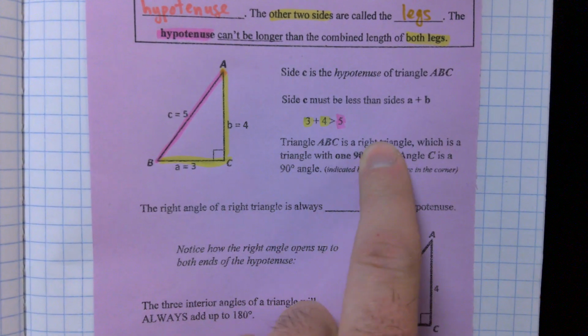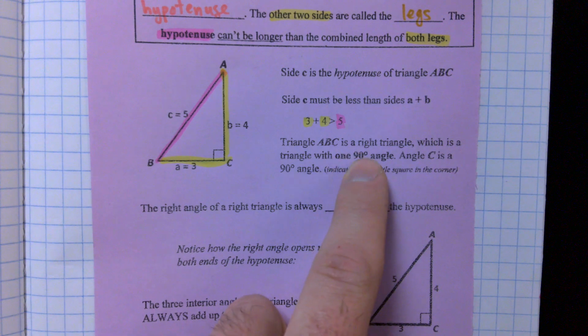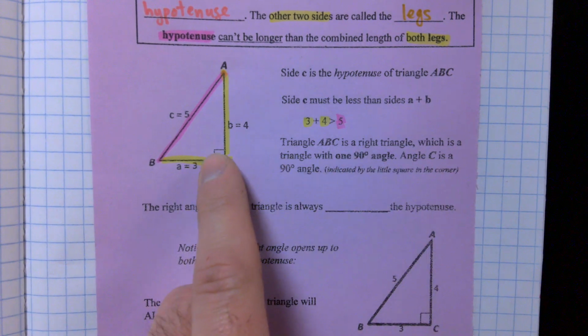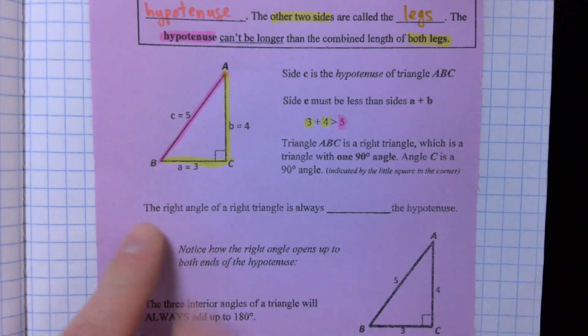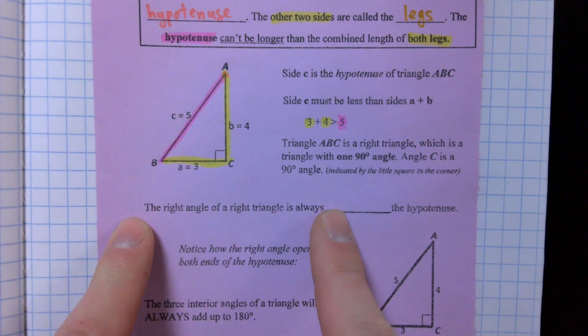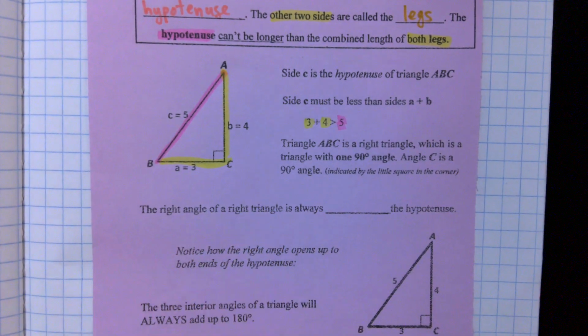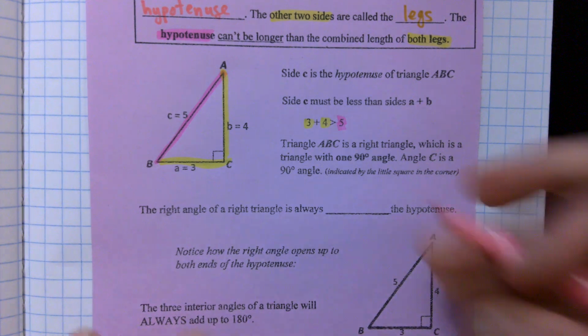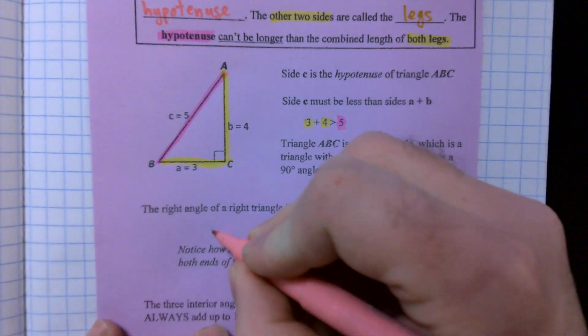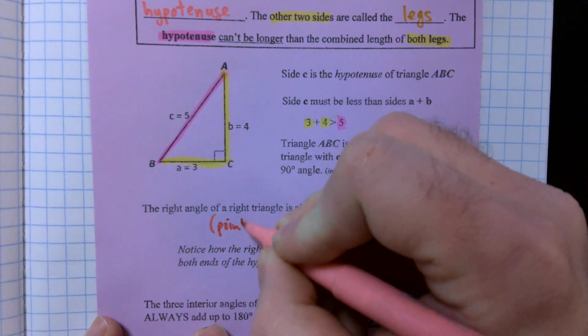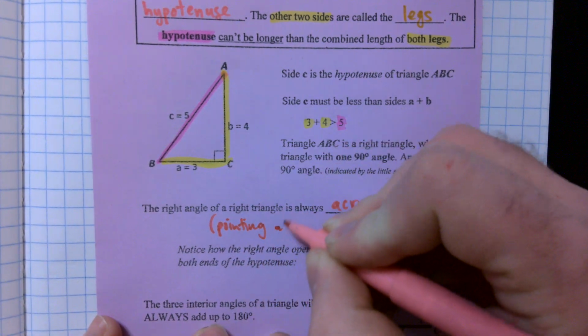So, triangle ABC is a right triangle. We've got one 90-degree angle. That's angle C, like we said. And what I mentioned in the warm-up is the right angle of a right triangle is always across the hypotenuse and pointing at it.